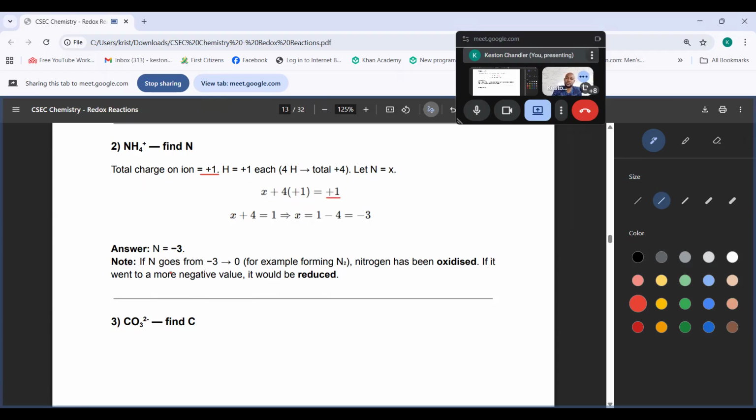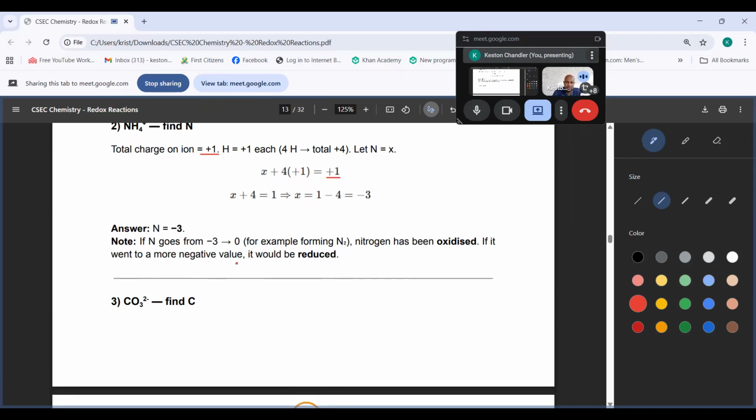If we react the ammonium with something else, forming N2 gas, it means that the N will go from -3 to 0, which represents an increase in oxidation number. The increase in oxidation number means that it lost electrons to become more positive. So we would say that nitrogen would have been oxidized.